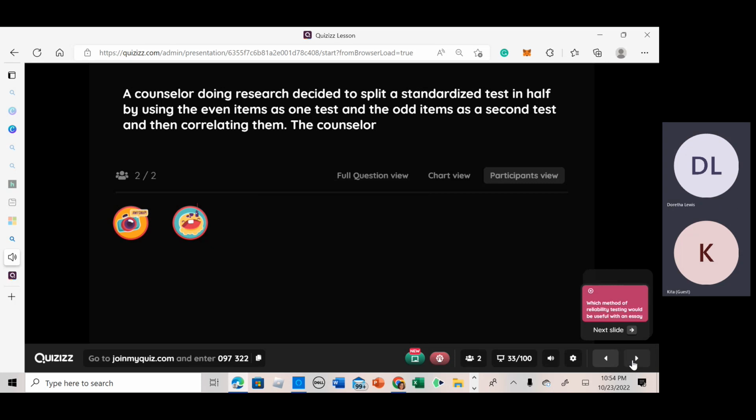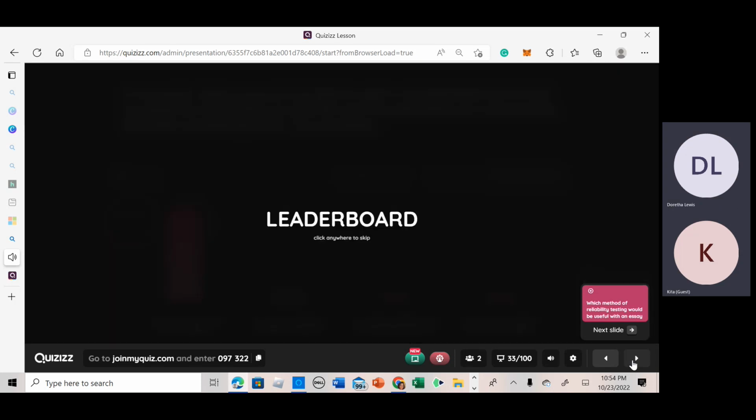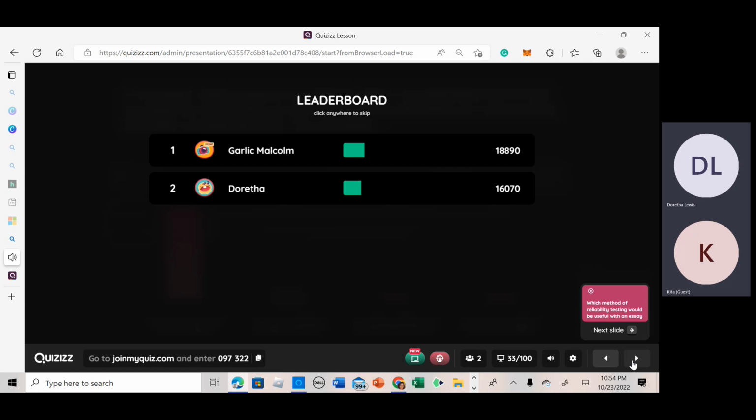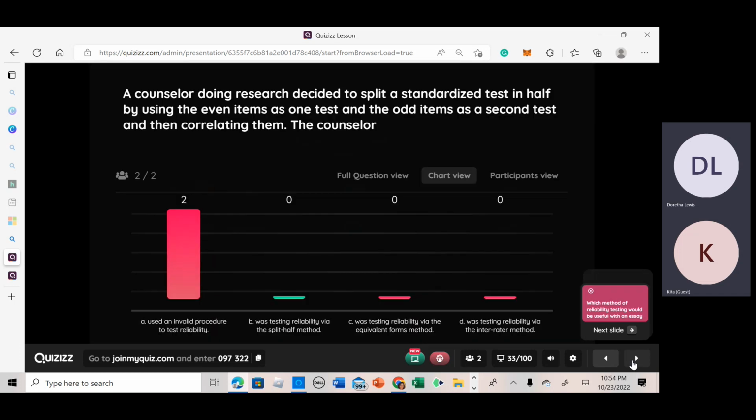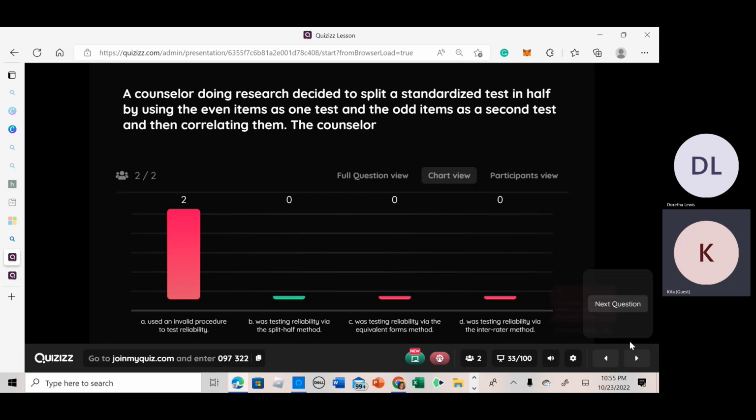A counselor doing research decided to split a standardized test in half by using the even items as one of the tests and the odd items as a second test, and then correlated them. The counselor was B, testing reliability via split-half method. Well, I guess the answer was kind of in the whole statement there, right?